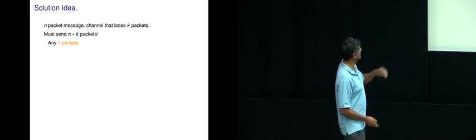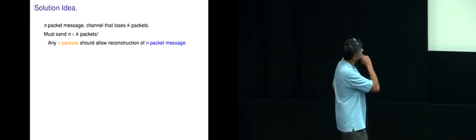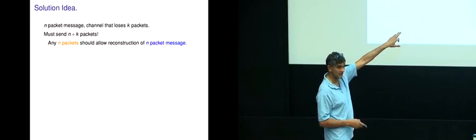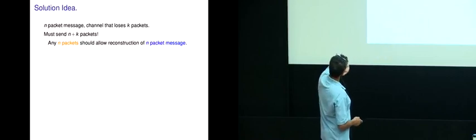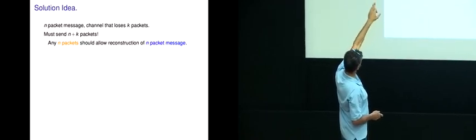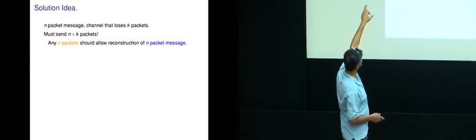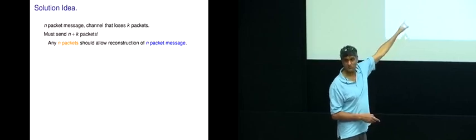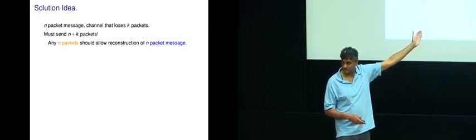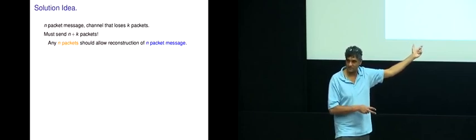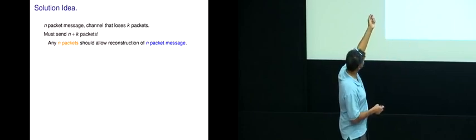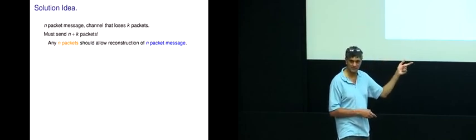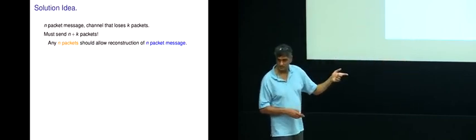Okay, so any N packets should allow the reconstruction of that whole N packet message, right? So it says, in some sense, whatever information was in that first N packet message, it must be smeared out among the N plus K packets uniformly, right? Because any N of them are good enough. So a little bit of each packet's information in the original message must be spread out through all the other packets. It's kind of a cool thing.